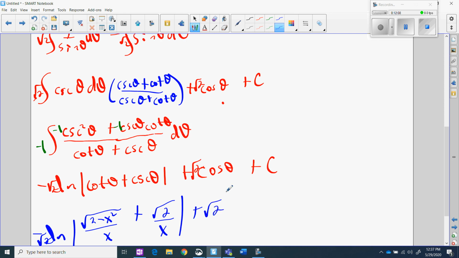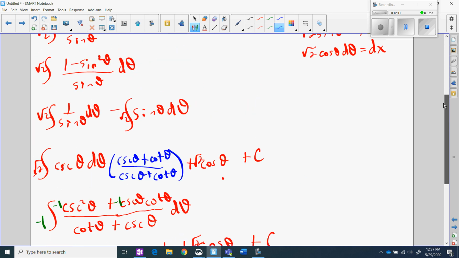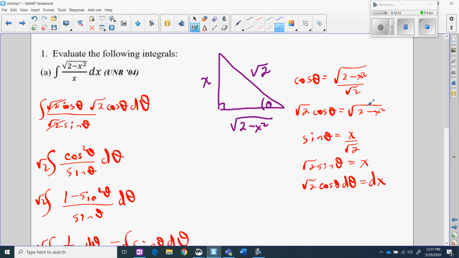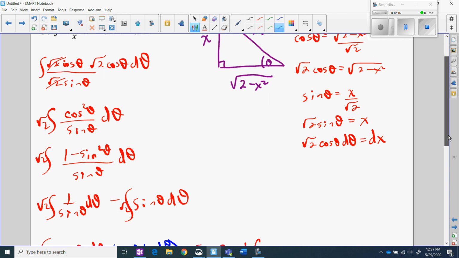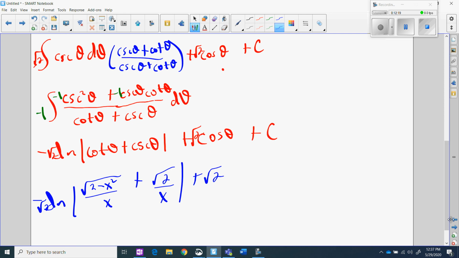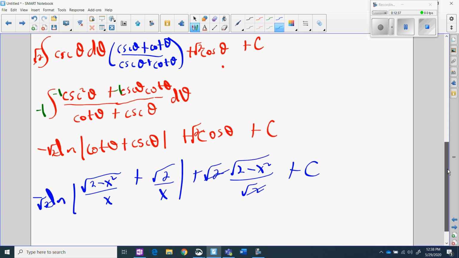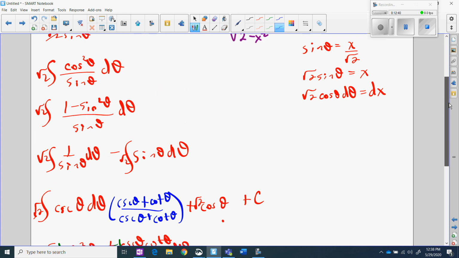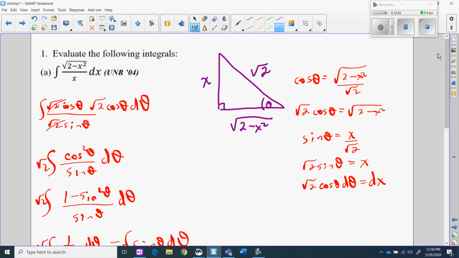Plus radical 2 times the cosine of theta. The cosine of theta is right here, radical 2 minus x squared over radical 2. Minus x squared over square root of 2. Once we're done, put your plus c. There would be that integral using trig substitution. I think that's probably the easiest way to do it, not the only way. I believe there was one other solution that was correct, but it didn't use a trig substitution. I think it was a little bit more difficult, but it did work.